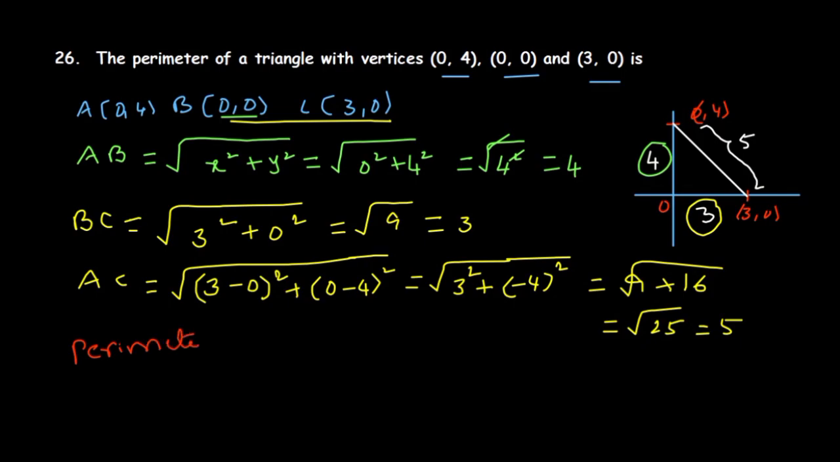So perimeter of a triangle is the sum of the 3 sides. That means 4 plus 3 plus 5 equals 12 units. Okay.